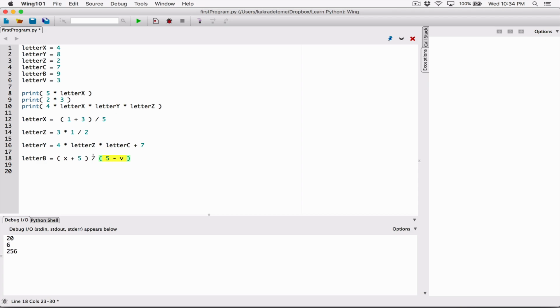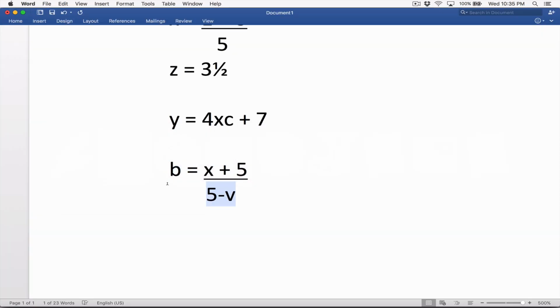If we don't include our parentheses, what's going to happen is that since the division sign has a higher precedence, the operands right next to the left and right of it are going to evaluate first. So it's going to be 5 divided by 5, and then that result is going to be added to x, and then v is going to be subtracted from it. But if you include your parentheses, it finds the value of x plus 5, finds the value of 5 minus v, and then divides the results of both. So that's how you write something like that.